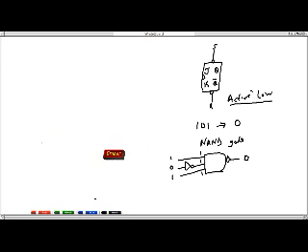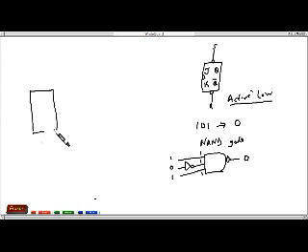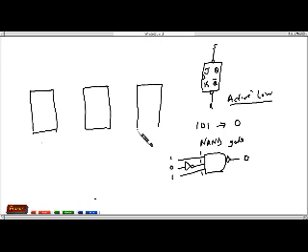So the entire connection of the counter will look like this. We have the 3 flip-flops. These are the three flip-flops, and they will be of JK form, so the JK flip-flops.